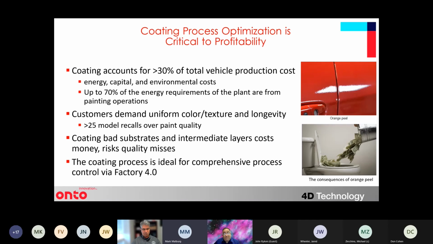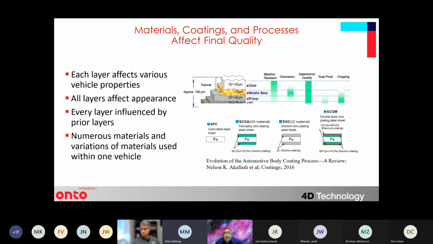And the goal should be, don't keep on with the process if the part is already known to be bad. The challenge has been that until recently, the coating process was never really quantified until the very end stage. You did your final paint and your clear coat, and then you looked at the quality. If it was bad, then you figured out what might have happened. But there were no checks along the way. And so, really, the entire process is very ideal for comprehensive process control via Factory 4.0 type methodologies.